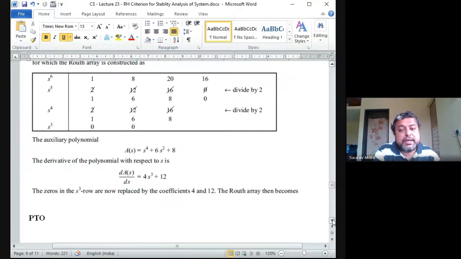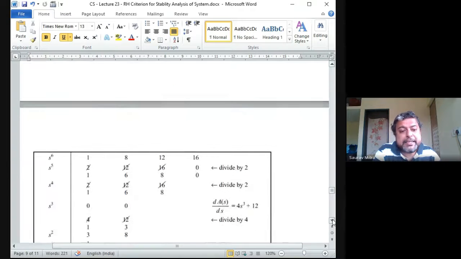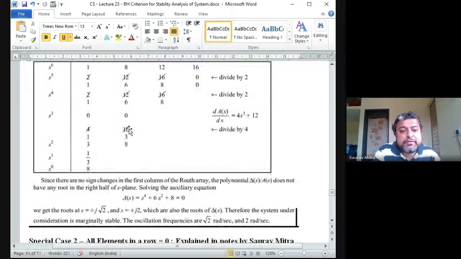So that is what has been written here. So now it is 4 and 12, and then they have proceeded. Where did this 4 and 12 come from? Go to this. This s cube row has become 0. So now you have to go to the previous row, as they have said. Here also they have written 12, but this should be 12s. Okay, so go to the previous: s to 4 plus 6 s square plus 8. Differentiate with respect to s. This is 4s cube plus 12s.